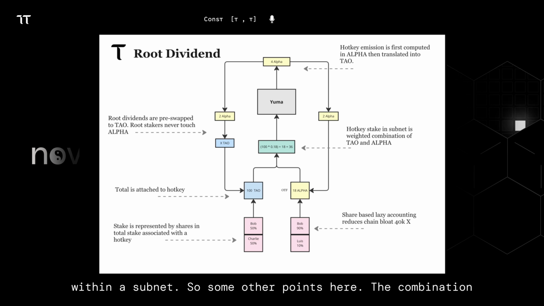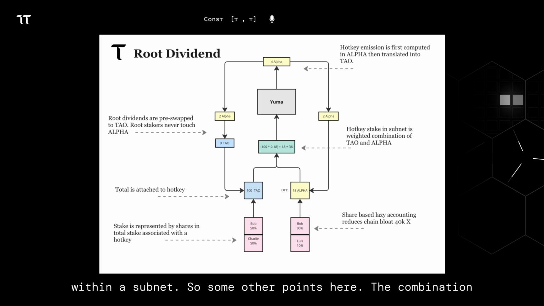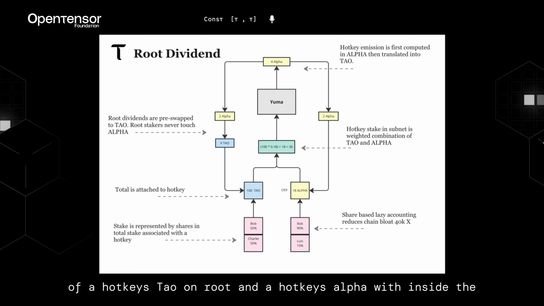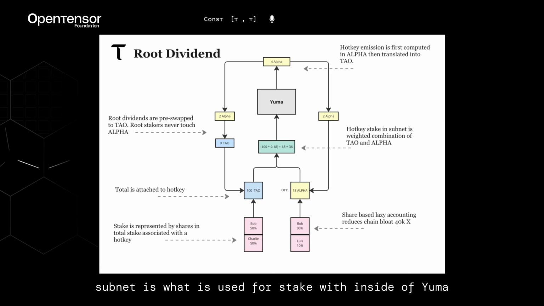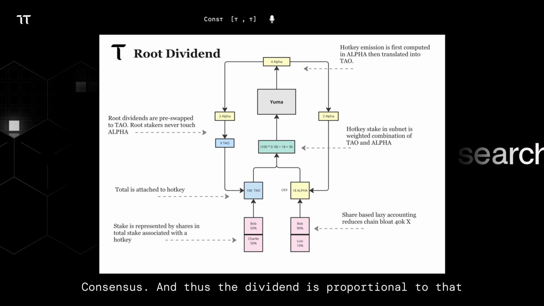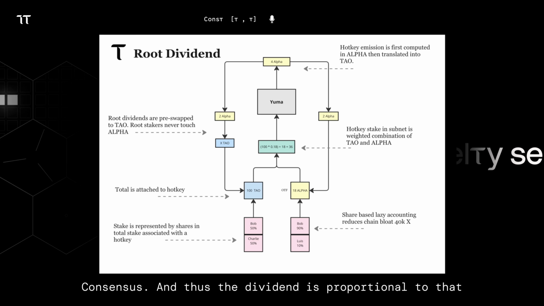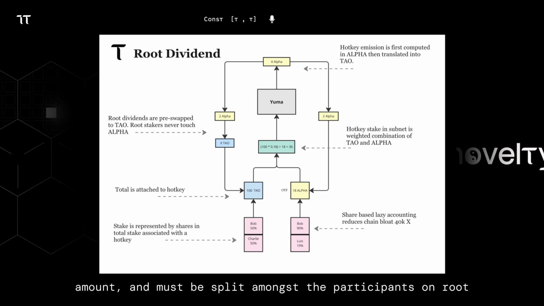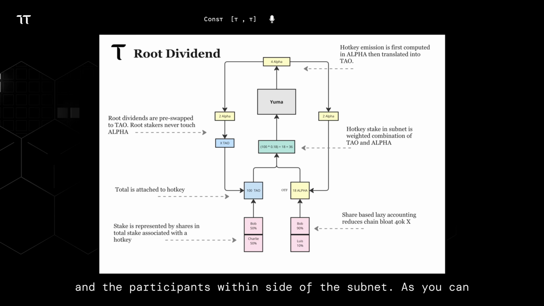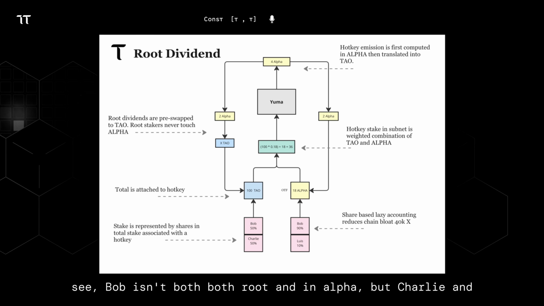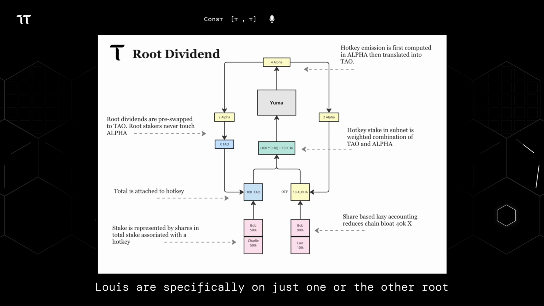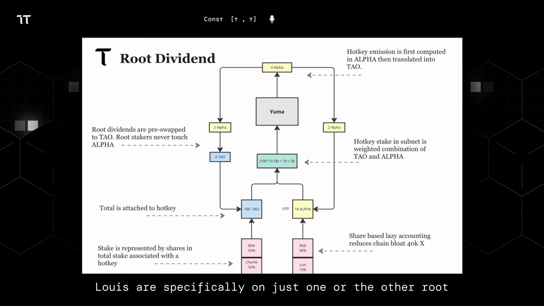So some other points here. The combination of a hotkey's tau on root and a hotkey's alpha inside the subnet is what is used for stake inside of Yuma Consensus. And thus, the dividend is proportional to that amount and must be split amongst the participants on root and the participants inside of the subnet. As you can see, Bob is in both root and in alpha, but Charlie and Lewis are specifically on just one or the other.